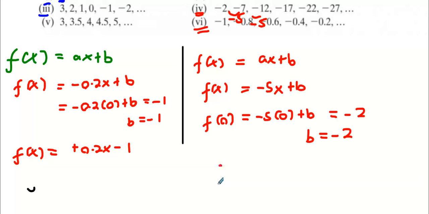So what is the formula for this one, Connell? Minus 5x minus 2. Yeah, you can check your answers there. 0 will give you minus 2, 1 will give you minus 7, 2 will give you minus 12. We're good to go. Is that all right? All right, let's do question 6 now.